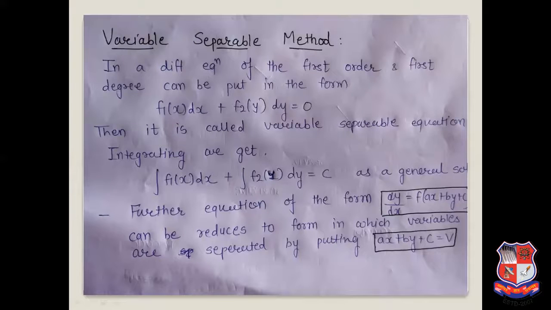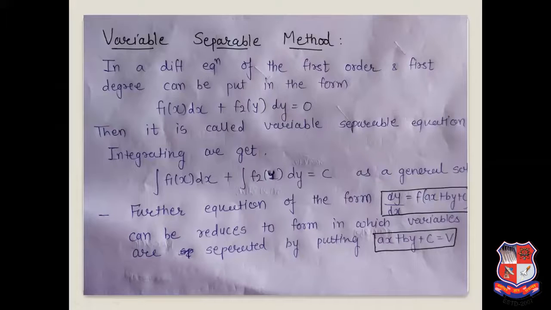If the equation is of the form f1(x) dx plus f2(y) dy equals 0, then it is called a variable separable equation. If a variable separable equation is given, to solve it you have to integrate. So here we integrate separately: integration of f1(x) dx plus integration of f2(y) dy equals c. From this we get the general solution.